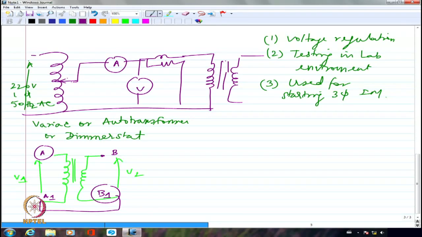So by auto transformer connection I would be able to get either V1 or V2 alone, or V1 plus V2, or V1 minus V2. So I would be able to get all of them by having an auto transformer connection. Got it? So is the auto transformer clear? Any questions on this further? Yes?